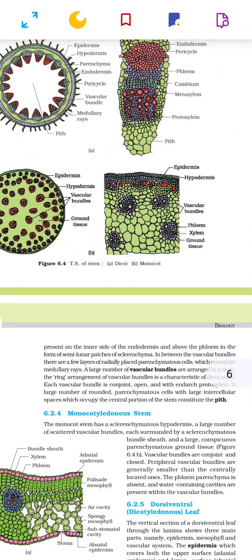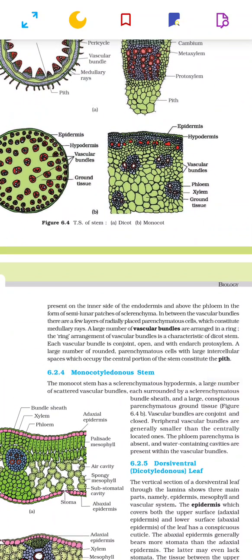Pericycle is present on the inner side of the endodermis and above the phloem in the form of semi-lunar patches of sclerenchyma. In between the vascular bundles, there are a few layers of radially placed parenchymatous cells which constitute the medullary rays. A large number of vascular bundles are arranged in a ring. The ring arrangement of the vascular bundles is a characteristic of the dicot stem.